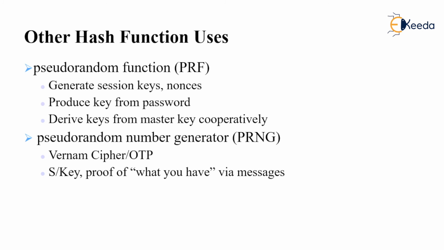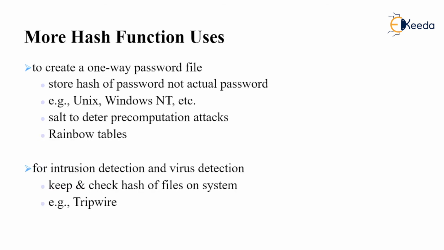Pseudorandom number generators also. The hash functions also use the random number generators. For that, the Vernam cipher, OTP, S/Key, proof of what you have via the messages, these types of messages or steps are used for the generation of the pseudorandom number generators, which the hash functions use for their implementation.